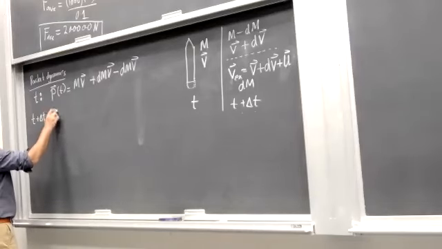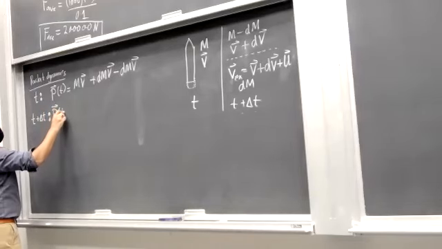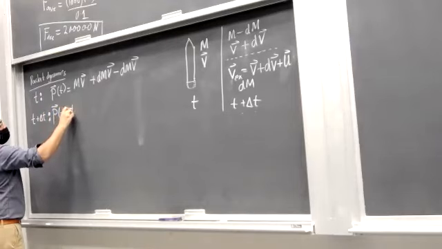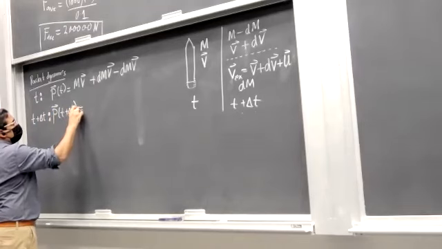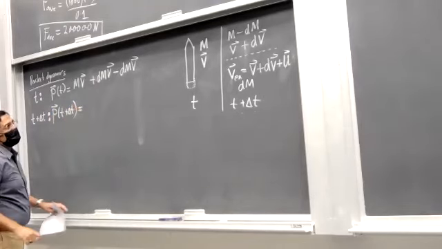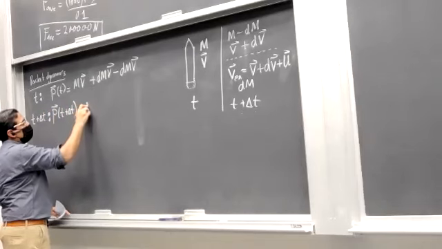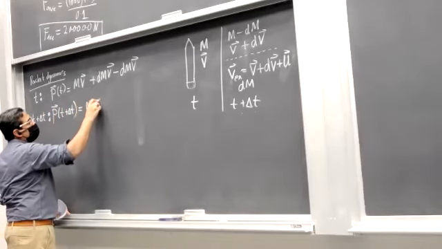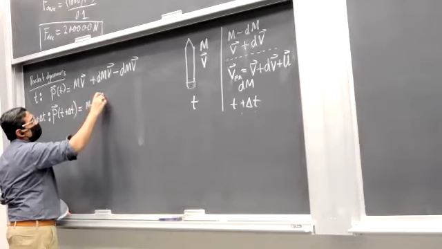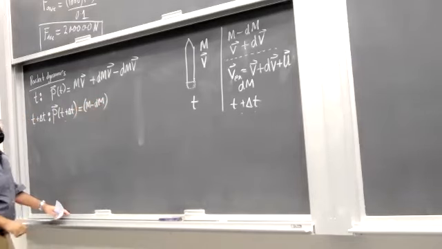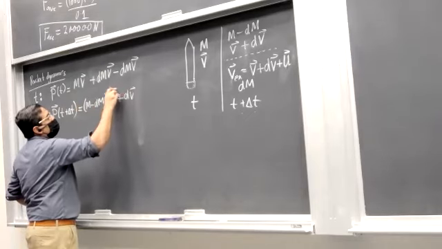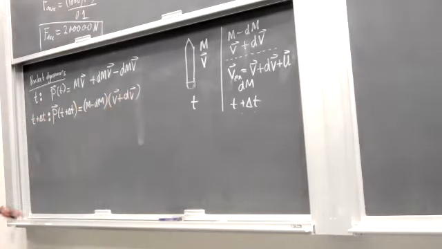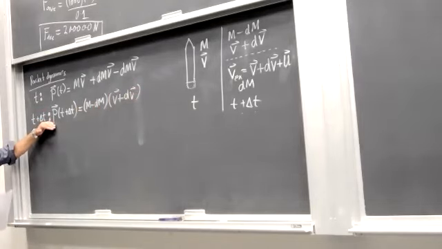All right, now let's write the momentum of the rocket at t plus delta t. Can you help me write this? What is the mass of the rocket now? M minus dm. And what is the speed of the rocket now? V plus dv. That's the momentum of the rocket. Sorry, this is not the momentum of the total system; this is the momentum of the rocket.